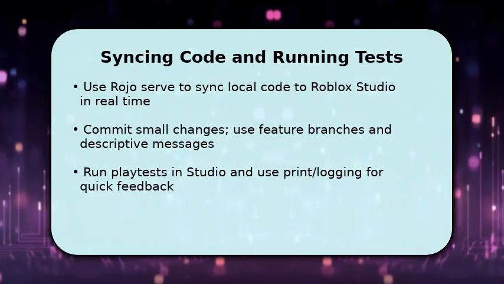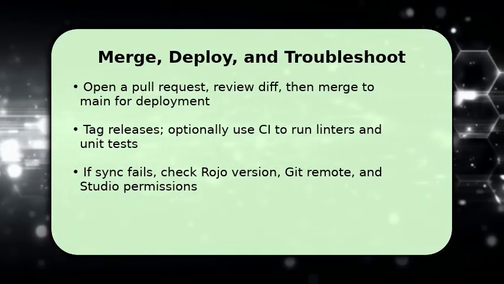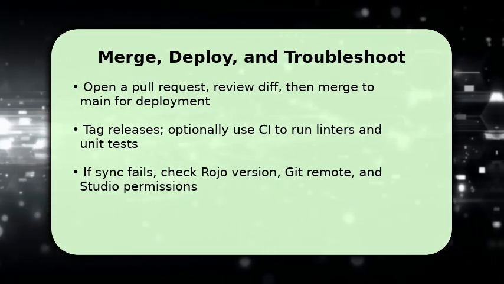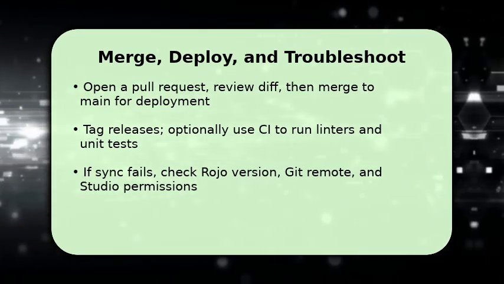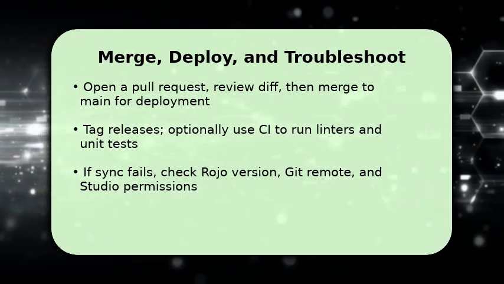To finalize, open a pull request and review the diff. Once approved, merge into main and tag the release so you know which build is deployed. If you use CI, run linters and unit tests before merging to catch issues early. Make sure to push tags and update release notes.